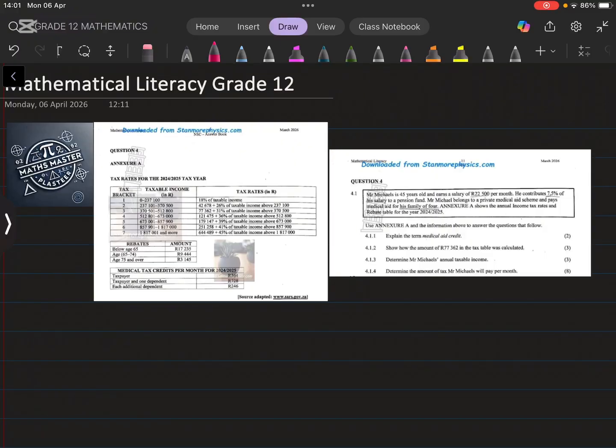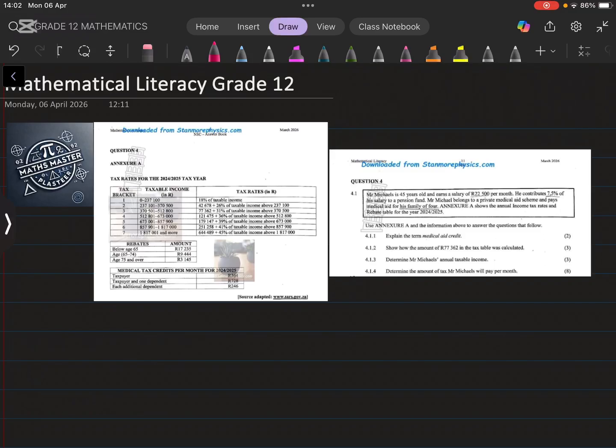Today we are doing Mathematical Literacy Grade 12. We're looking at personal income tax, which is a type of tax paid by an individual based on the income they receive. It is calculated based on the tax brackets which are given on your left, right?